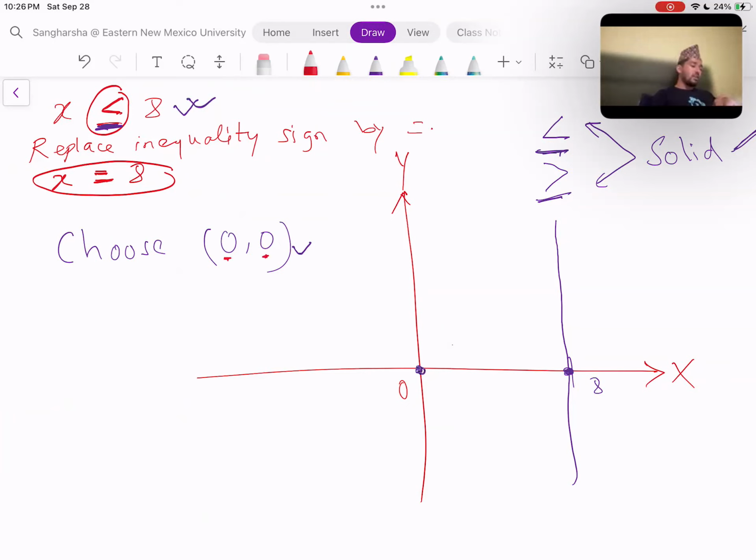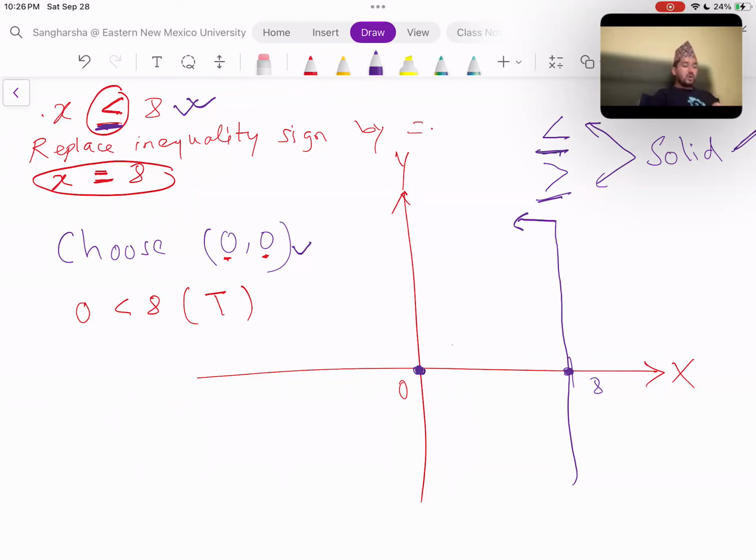We don't have y here, so we have x is 0, less than 8. Since 0 is not equal to 8, I didn't write equals to here. Now, is 0 less than 8? Is it true or false? It's true, right? If you get true, it means your solution is towards the testing point.